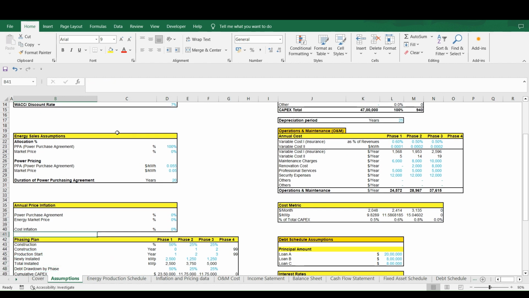Next, we have the assumptions about the inflation. So, what will be the inflation in the power purchase agreement? What will be the inflation in market price rates, and what will be the cost inflation?